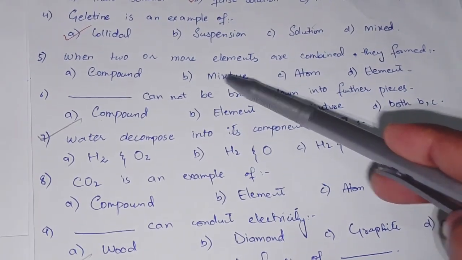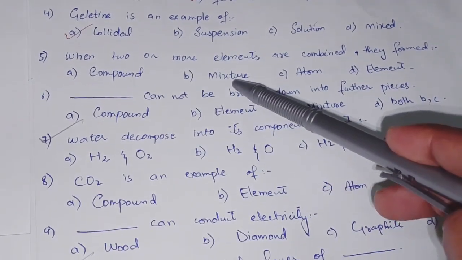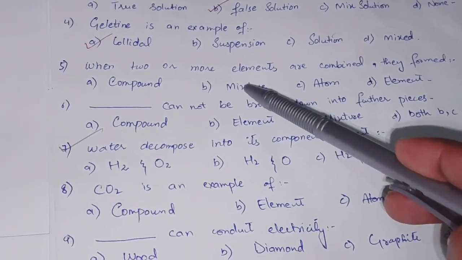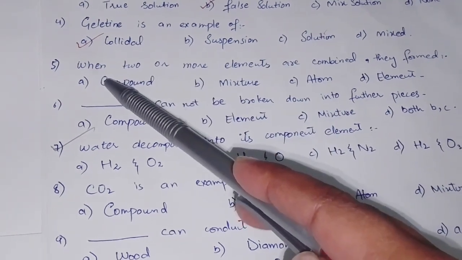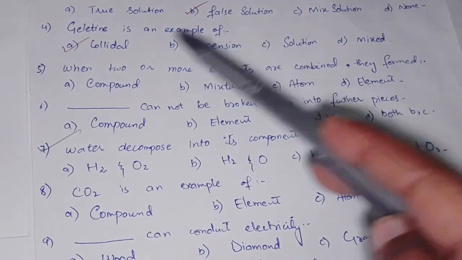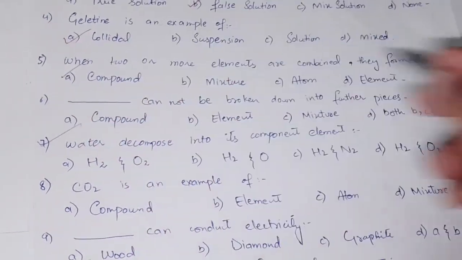Option B, which is a mixture: when two or more compounds are combined, they will form a mixture. Here we have elements, so option B is incorrect. And option A, which is the compound, is the correct option, because when two or more elements are combined, they will form a compound. So option A is the correct option.